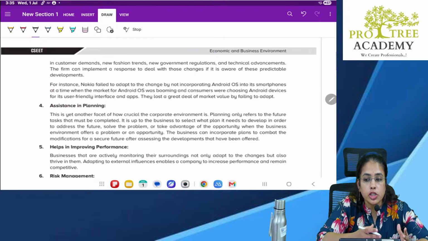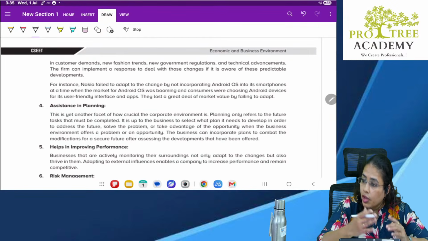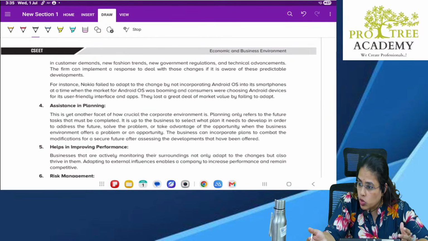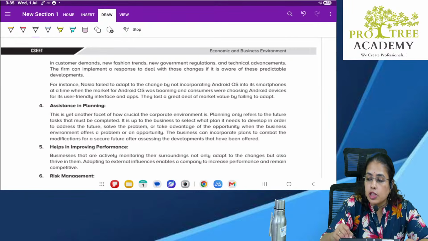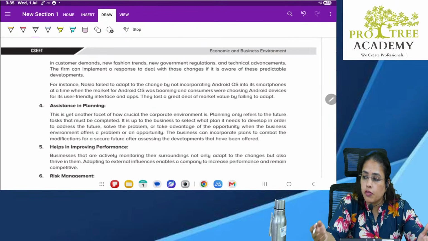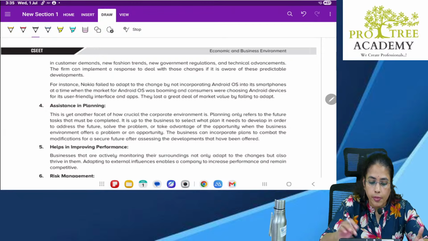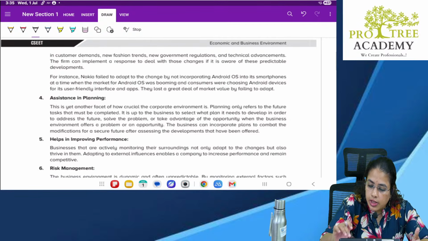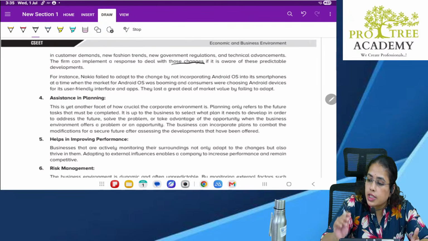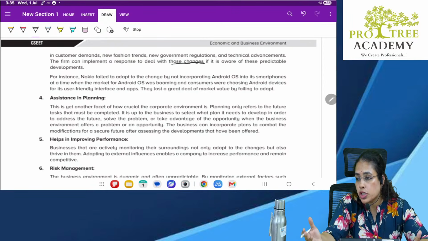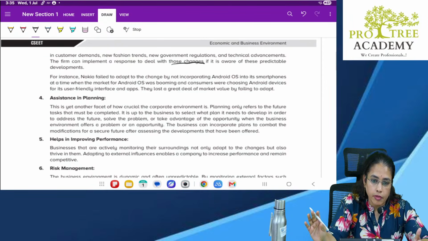Then new government regulations. What are the regulations of the government? Is the government favoring that, or opposing that? How much GST is chargeable on that? All these things will be seen. And technical advancement. What is the latest technology which is being used? These are the things which they will see, and with these changes they will make changes in their environment, and with proper changes you will have a better firm.